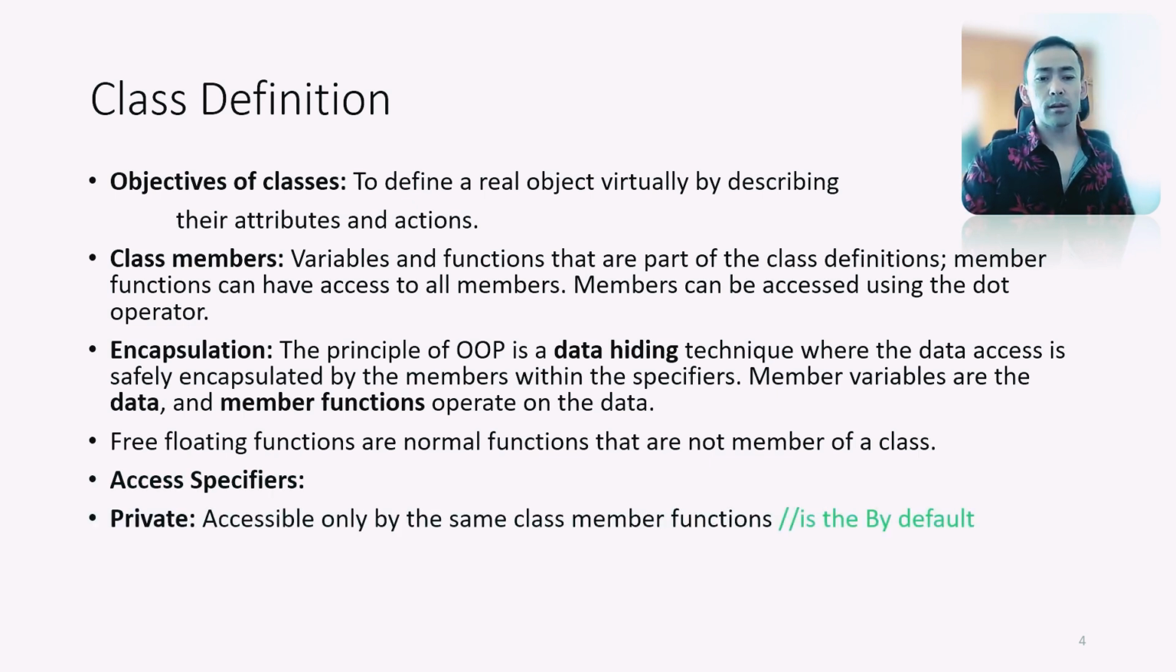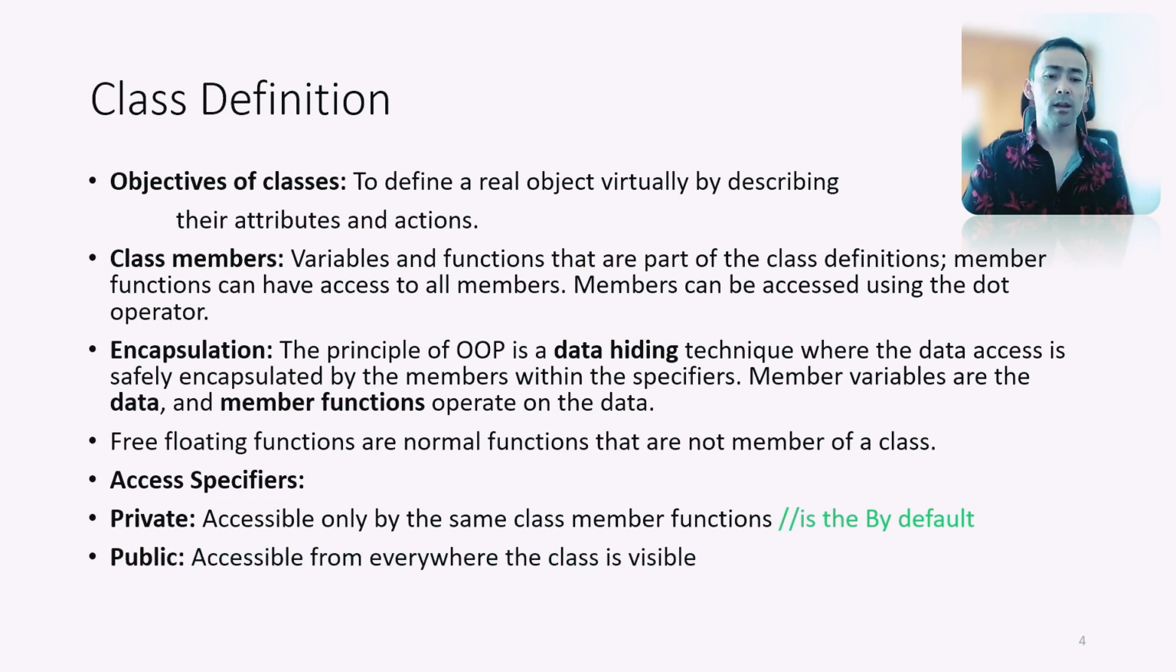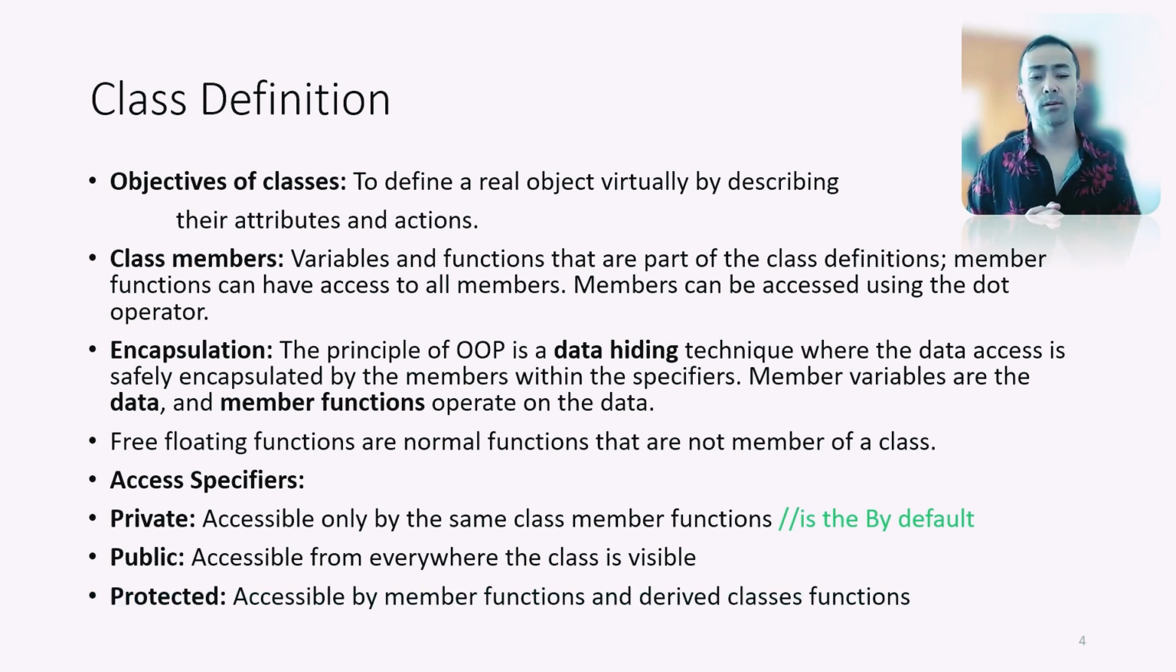The private specifier, as we said earlier, is accessible only by the class member functions, and it is usually the default access specifier in case we do not have a specific specifier. Public specifiers are accessible from everywhere, wherever a class is visible, and the protected specifier is accessible by the member functions and the derived class functions, which we call inherited classes.